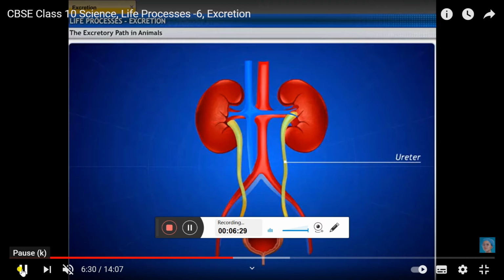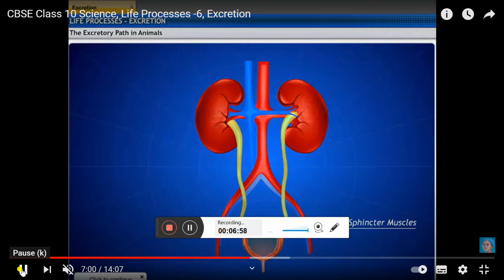Two ureters carry urine from the renal medulla to the bladder. Each ureter is about 10 to 12 inches. The bladder is muscular and bulges when urine enters it and contracts when urine passes through. Two sphincter muscles are located where the bladder and the urethra meet to prevent the reverse flow of urine into the ureters.